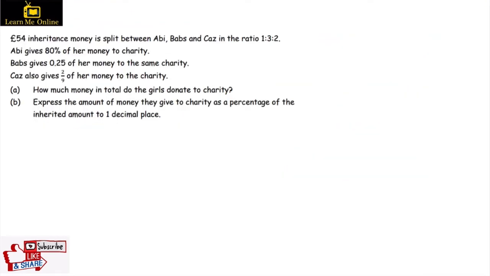Now we have got the next example. This says that £54 inheritance money is split between 3 people, Abby, Babs and Cass, in the ratio of 1, 3 and 2. Reading the first line, I'm going to write down the 3 people's initials, which are A, B and C. I've written them in ratio form because the ratio is 1, 3 and 2. The total amount of money I'm going to write over here, which is £54.